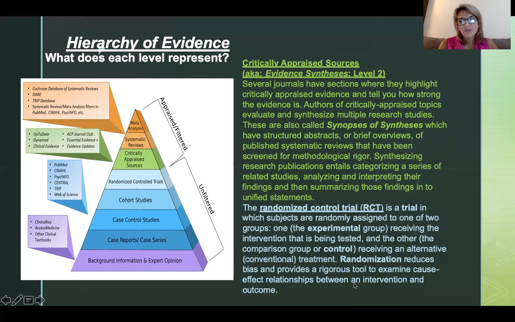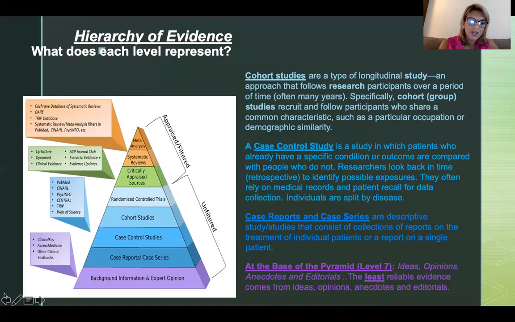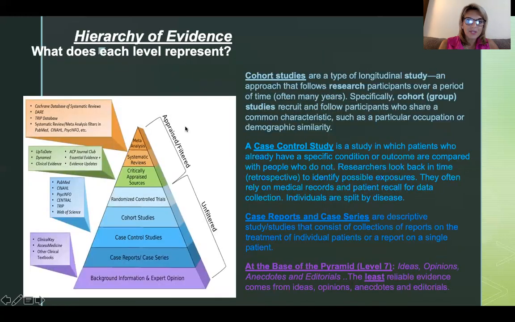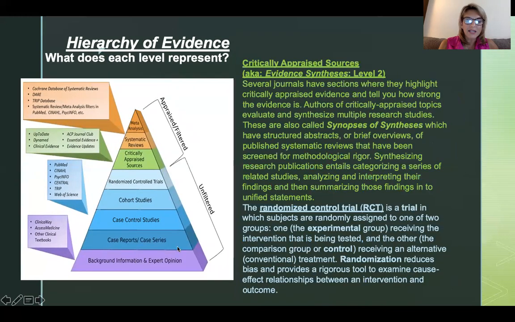Now, in terms of randomization reducing bias, that's an important thing I want you to also remember. In terms of the pyramid itself, we're looking at the levels of the pyramid based on how much bias each one has. And remember, as you go higher up the pyramid, you have less bias. That's going to give you a higher quality research-based evidence.